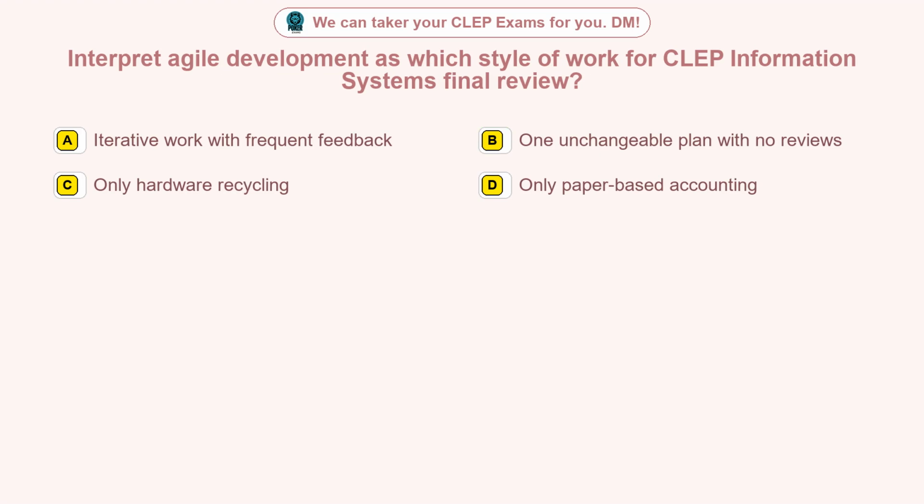Question 70. Interpret agile development as which style of work for CLEP Information Systems final review? Option A, iterative work with frequent feedback. Option B, one unchangeable plan with no reviews. Option C, only hardware recycling. Option D, only paper-based accounting. The correct answer is option A, iterative work with frequent feedback.